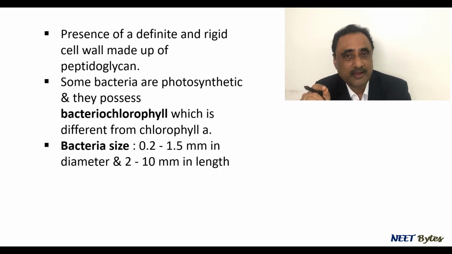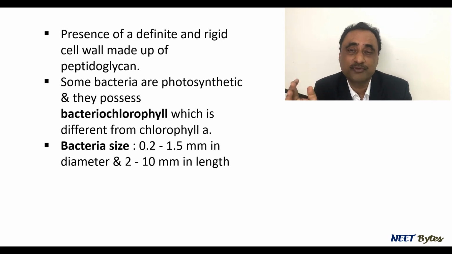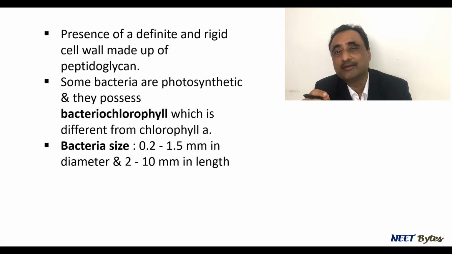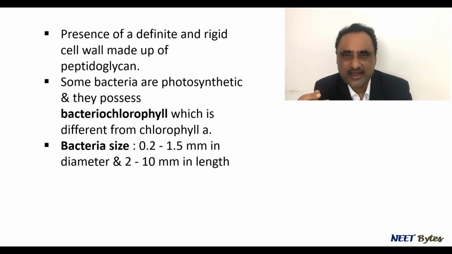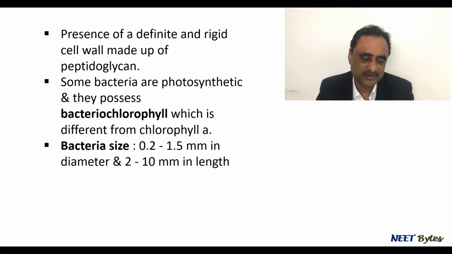And one more important thing is that they do not have chlorophyll A. That is another important thing, because chlorophyll A is a universal pigment that is found in every plant. But in the case of bacteria, we don't find chlorophyll A, rather it is only the bacterial chlorophyll. Now, bacterial size is important.